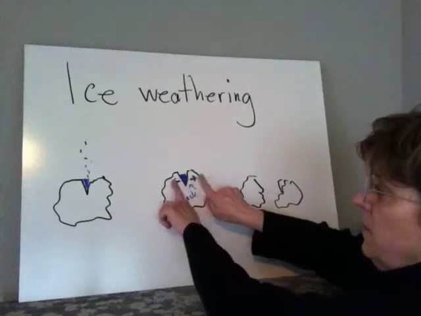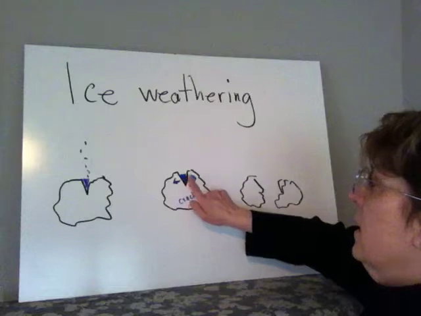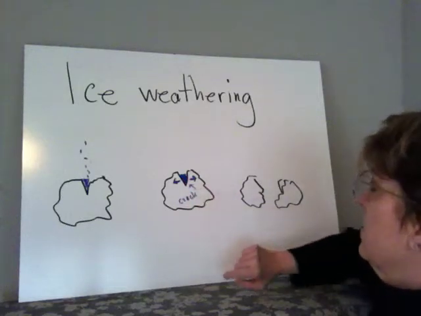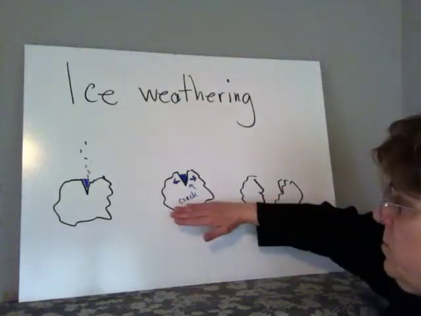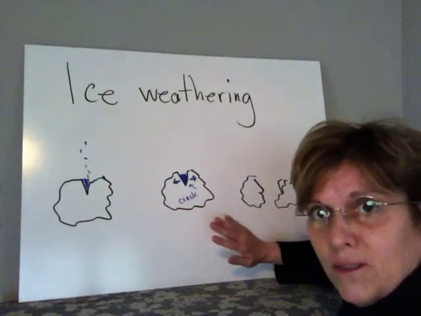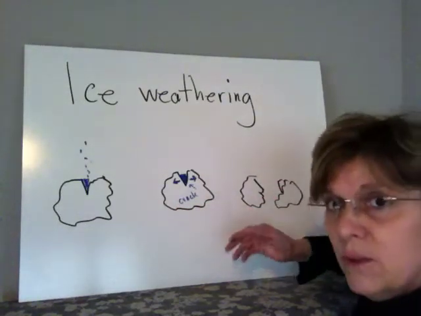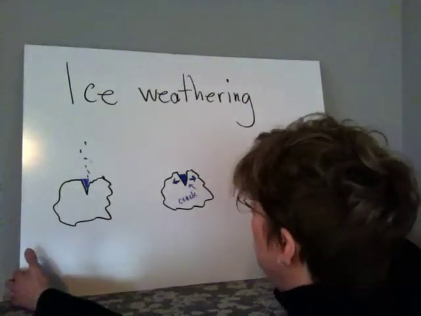This ice has expanded in this little area here, and then a crack will occur. And the crack could be so deep that it will split the rock in two. This process could take 1,000,000 years for the rock to split in two, but it will eventually happen. Ice weathering.